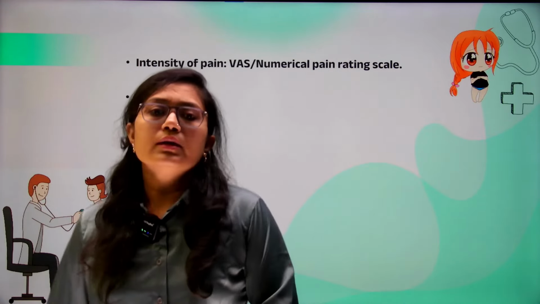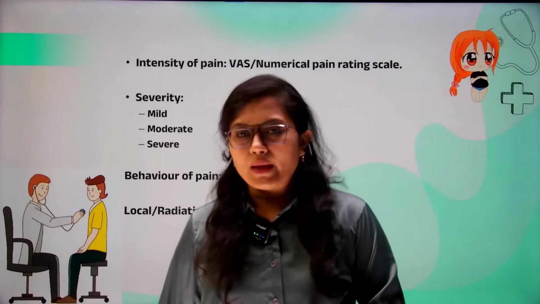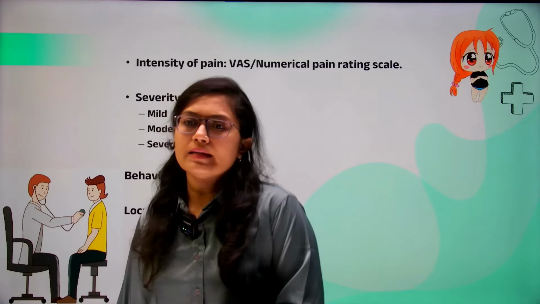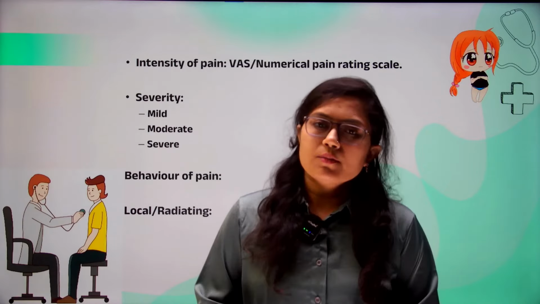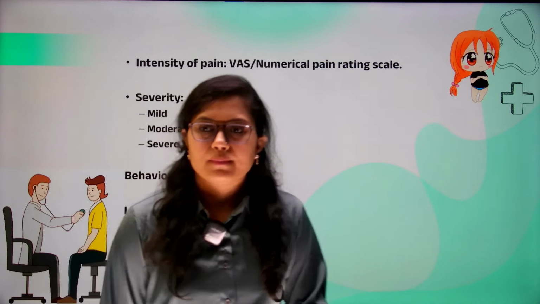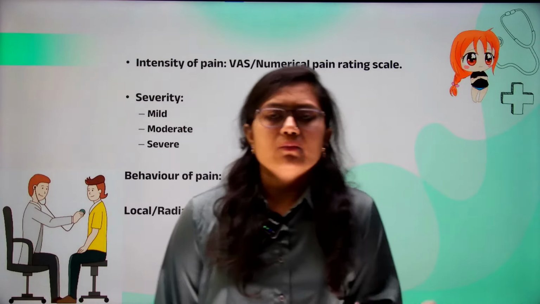Then we need to know the intensity of pain. Two major important scales that we are taking for pain are the NPRS, Numeric Pain Rating Scale, and the VAS, that is Visual Analog Scale, which we can give to the patient, and we can get to know how much they score the pain. Severity of that, whether it is mild, moderate, or severe.